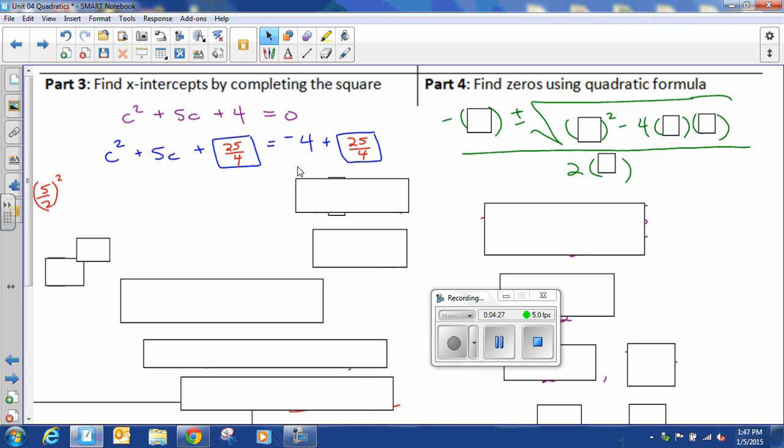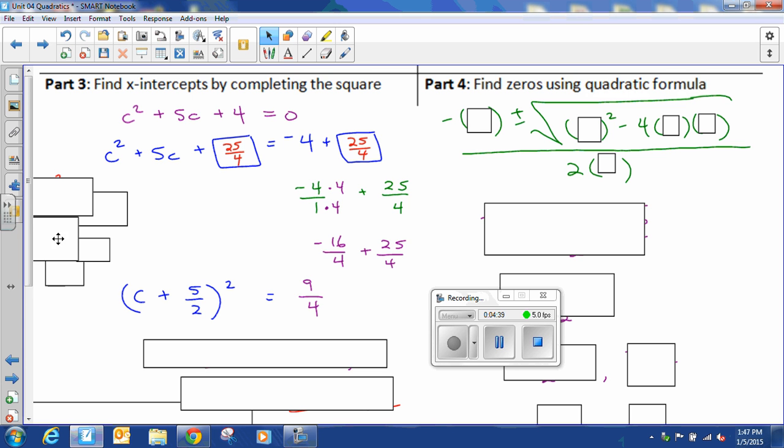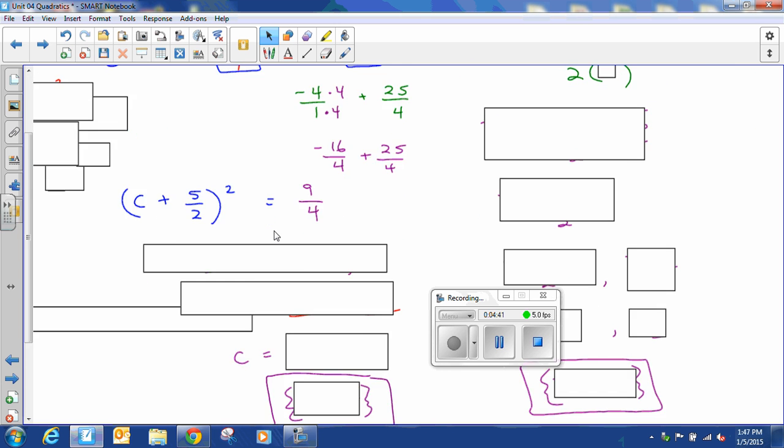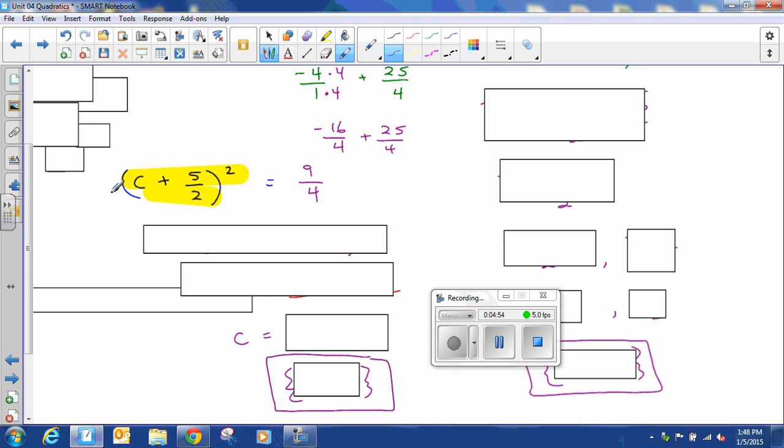So here we have to simplify this. We need a common denominator, multiply by 4 to get a common denominator. Negative 16/4 plus 25/4 is 9/4. So over here, I hope you saw that this trinomial can be rewritten as a perfect square binomial. And then, of course, you must take the square root of both sides.